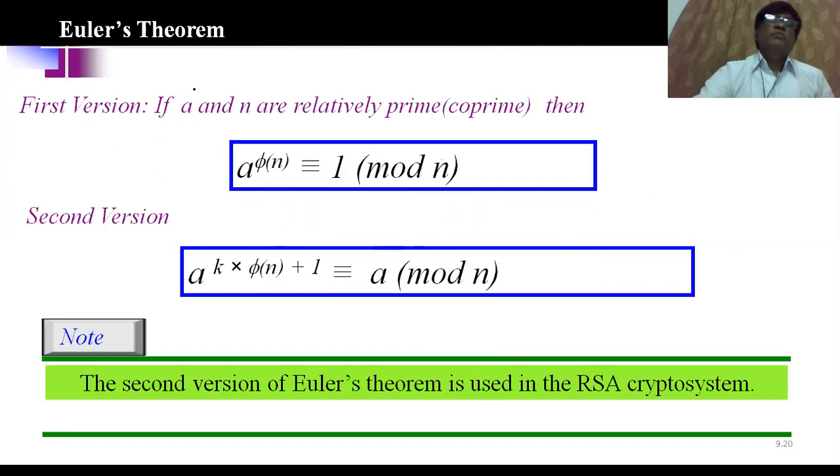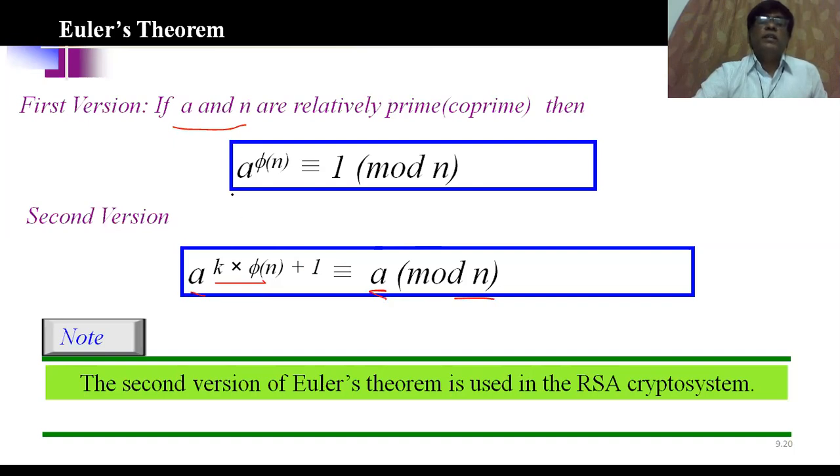The first version of Euler's theorem specifies a power phi of n is congruent to 1 mod n. Here, assume a and n are co-primes. If a and n are co-prime numbers, then a power phi(n) is always equal to 1. The second version of Euler's theorem is the same thing: a power of some k times phi(n) plus 1 is congruent to a mod n.